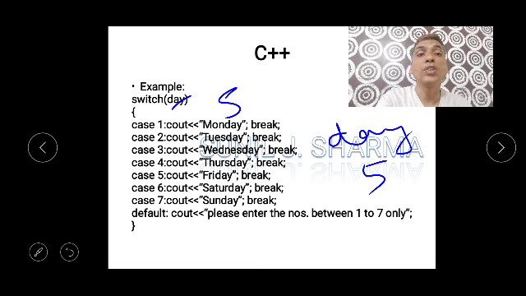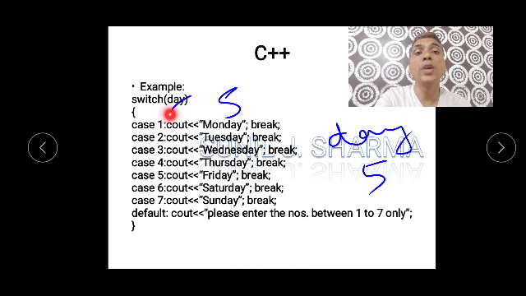So it will check the first case: 1 is equal to 5, no. 2 is equal to 5, no. 3 is equal to 5, no. 4 is equal to 5, no. 5 is equal to 5, yes, and it will print Friday.